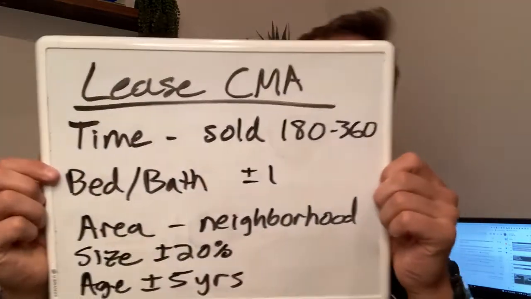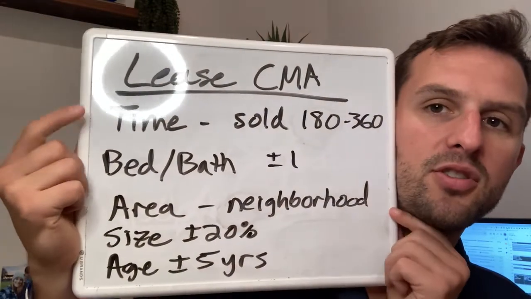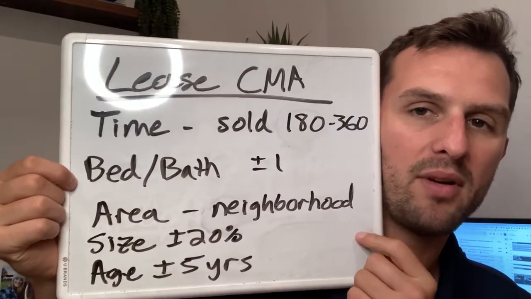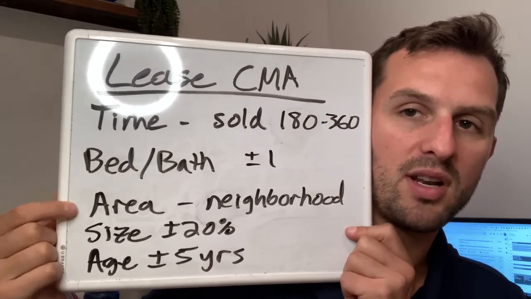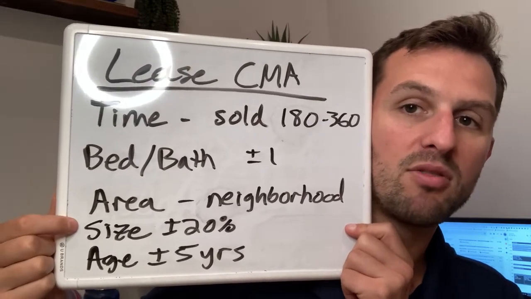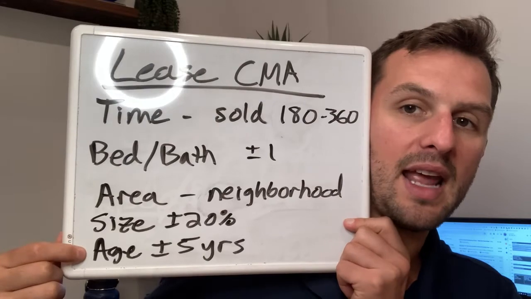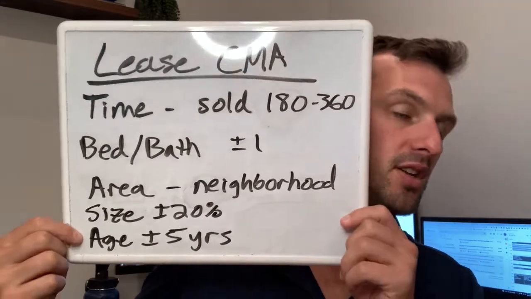So there's all the criteria. Again, time frame, 6 months to a year. Bed and bath, we can go up or down a little bit. Area, neighborhood or subdivision, don't cross any major highways. Size, plus or minus 20%. And then age, plus or minus 5 years to give us a 10-year window.